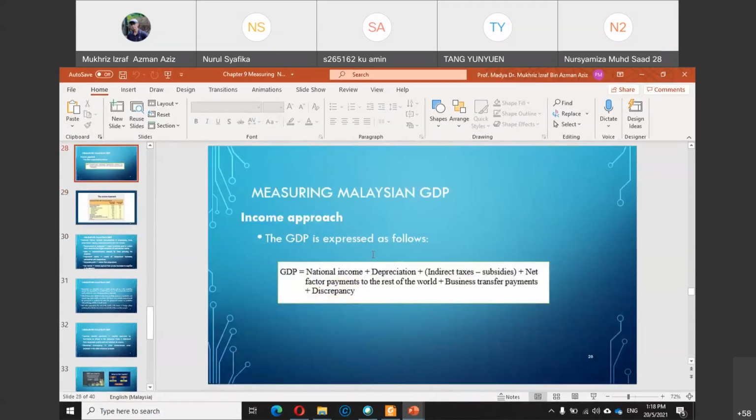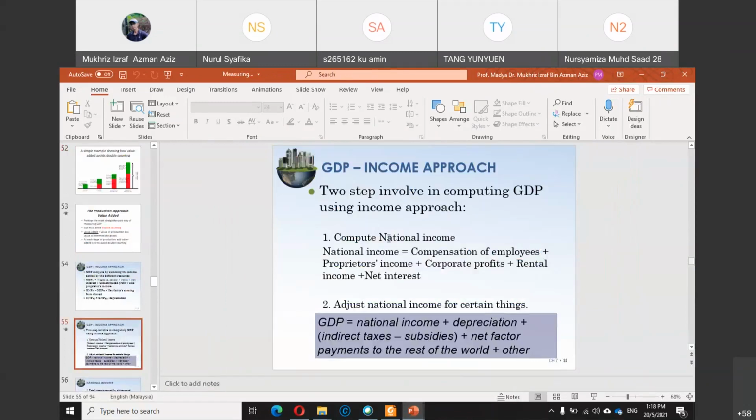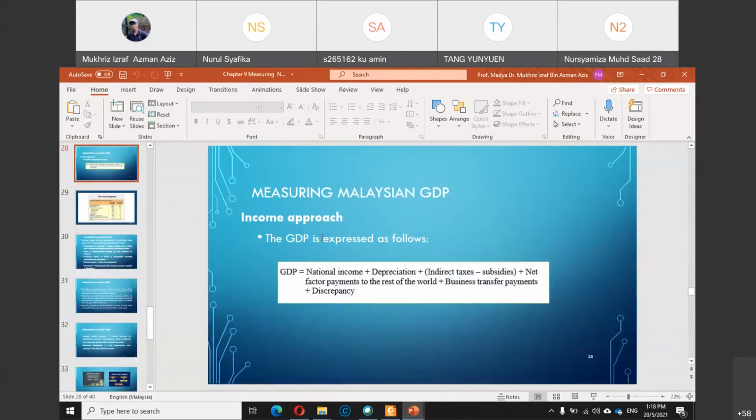The other slide that you can find also in your OL is similar to the one from the main book slide, GDP and National Income. Using the income approach is the same thing. Of course, at this stage you cannot really appreciate or visualize what business transfer payment is, or what net factor payment to the rest of the world is, because that is one of the limitations of learning principles of economics: you only learn this on the surface.